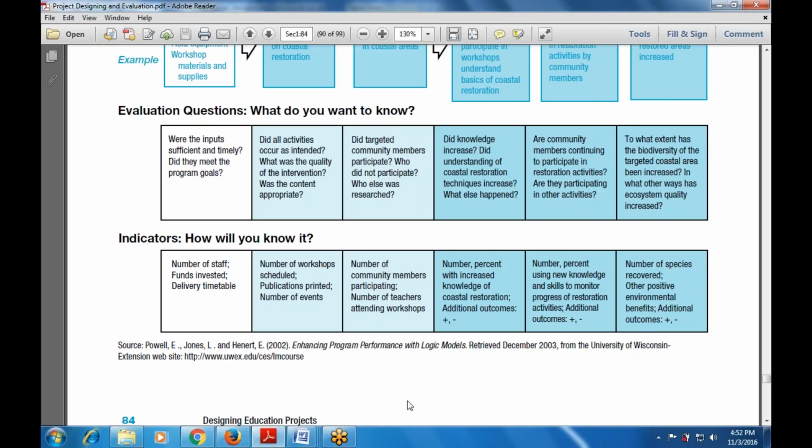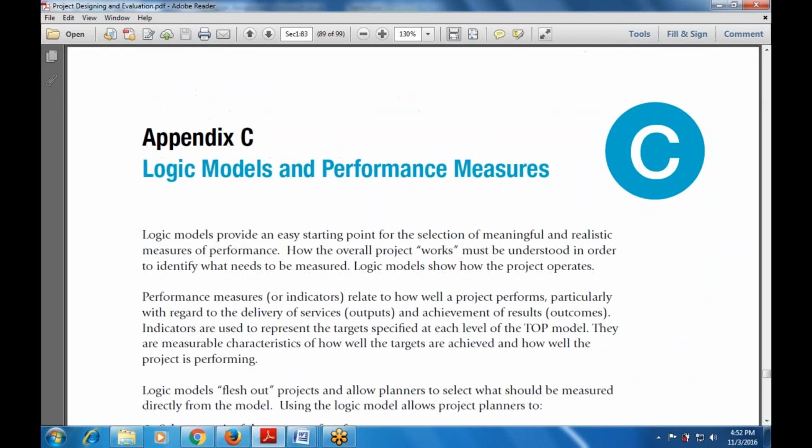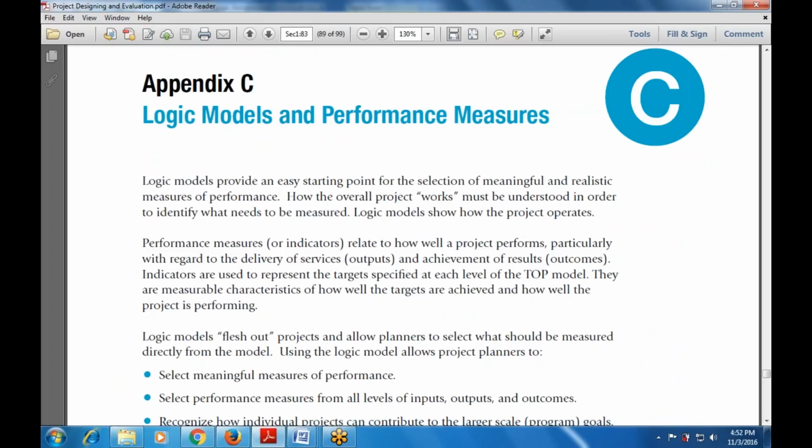Additional outcomes are also available. So till now we have discussed Appendix C, that is the logic model and the performance measure. What are the various logic models that will be used with the performance measure? What are the various performance measures, and what are their categories? That will be used as an easy starting point for the selection of meaningful, realistic measures of performance.